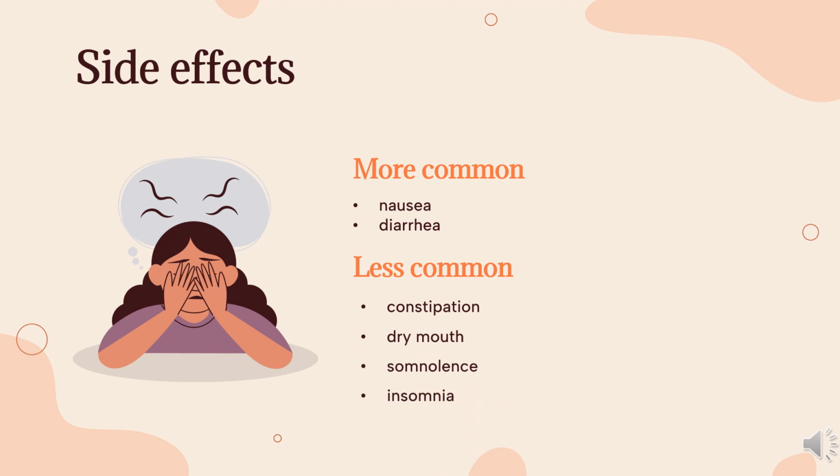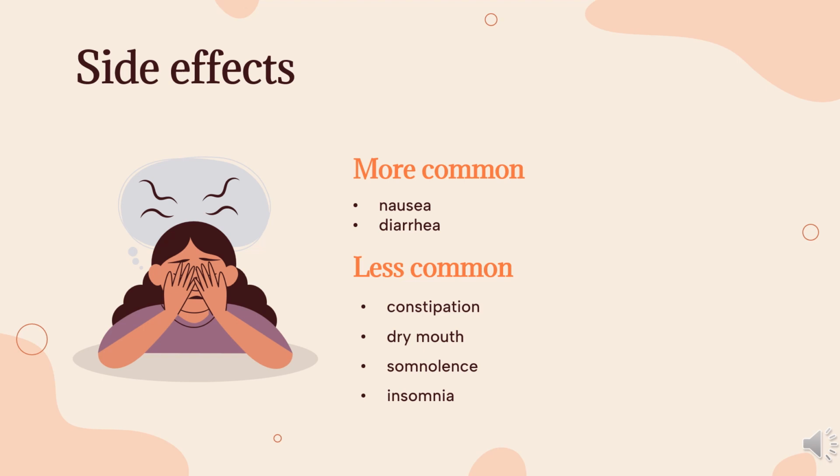Side effects. Paroxetine shares many of the common adverse effects of SSRIs, including, with the corresponding rates seen in people treated with placebo in parentheses: Nausea 26%, 9%. Diarrhea 12%, 8%. Constipation 14%, 9%. Dry mouth 18%, 12%. Somnolence 23%, 9%. Insomnia 13%, 6%. Headache 18%, 17%. Hypomania 1%, 0.3%.